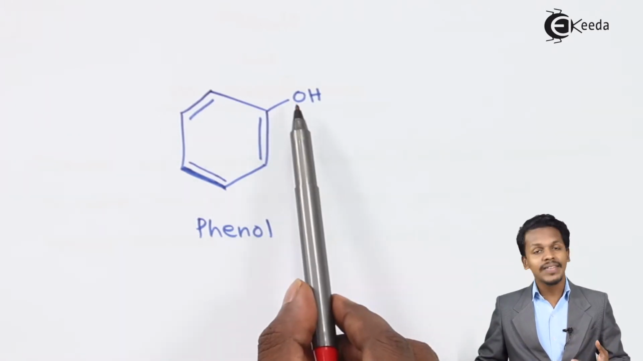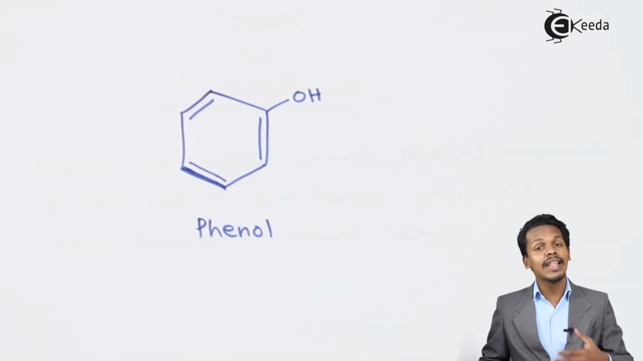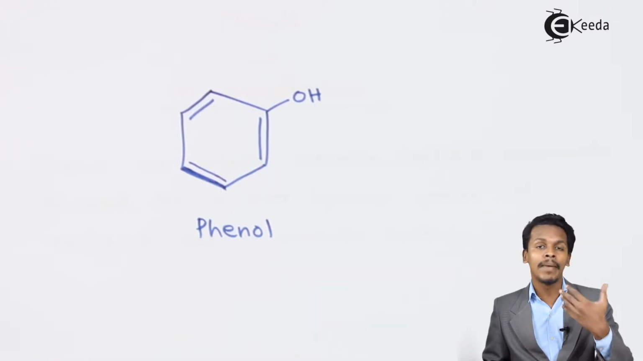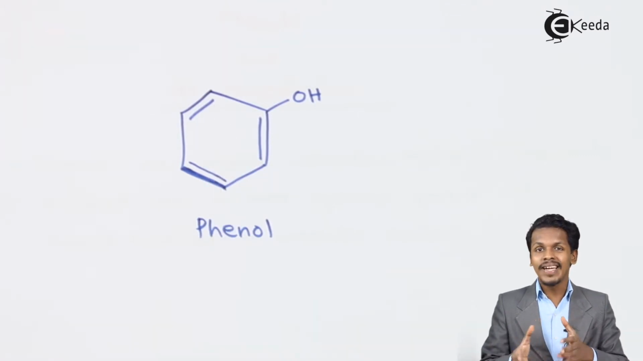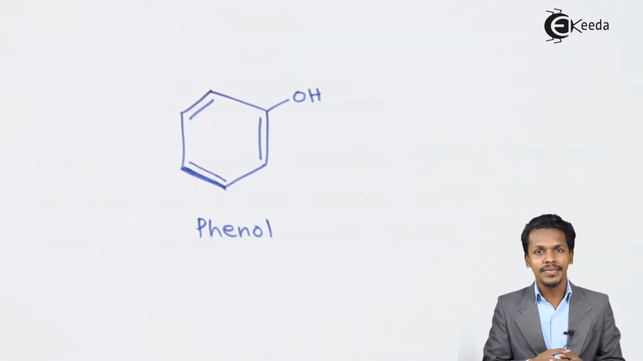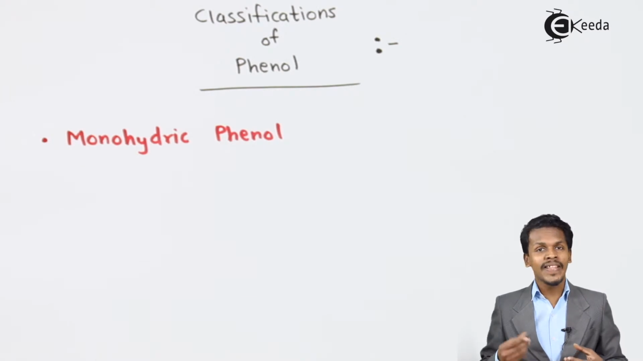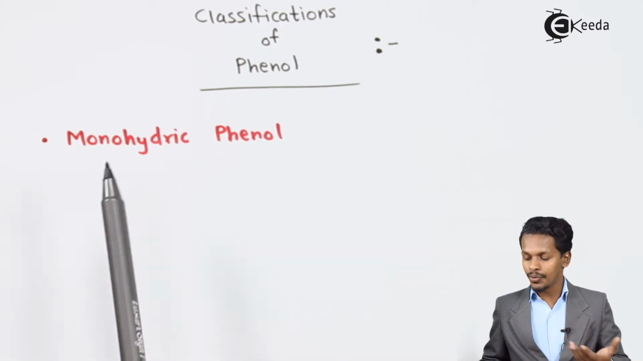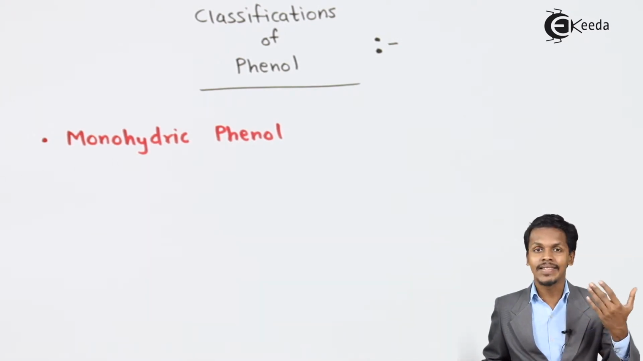As we can observe, there is one OH group. But it is not necessary that there will be only one OH group, there could be multiple OH groups. So based on the number of OH groups attached to the aromatic ring, the classification of phenol is as follows. We are going to talk about monohydric, dihydric as well as trihydric phenols.